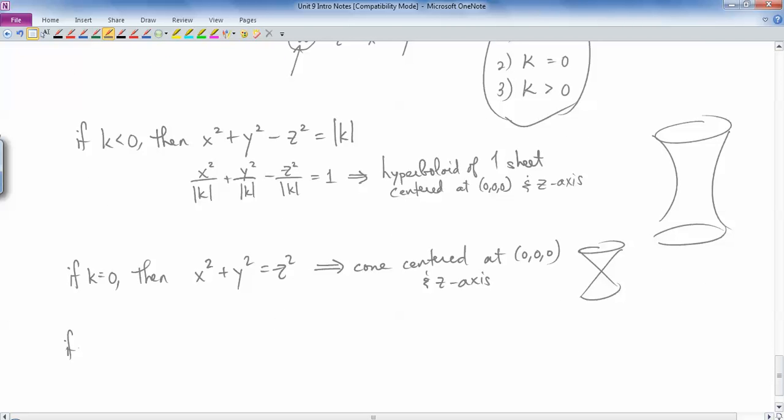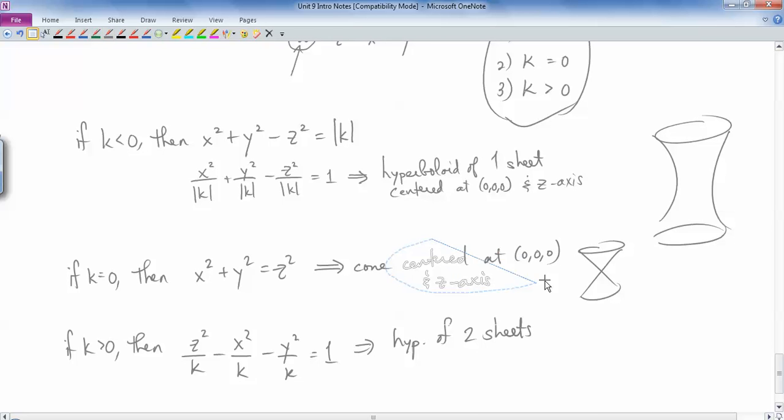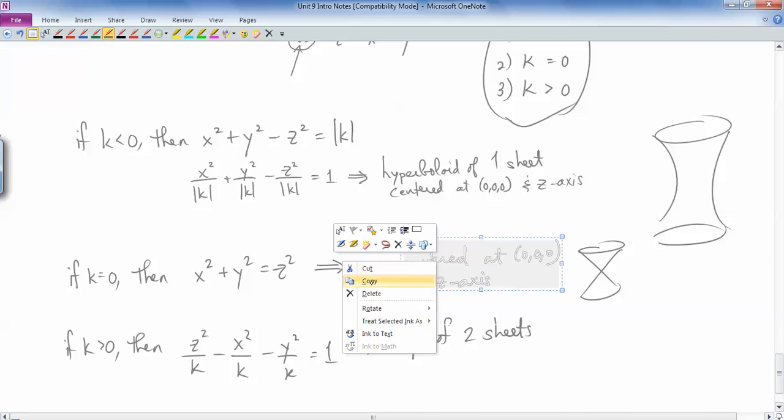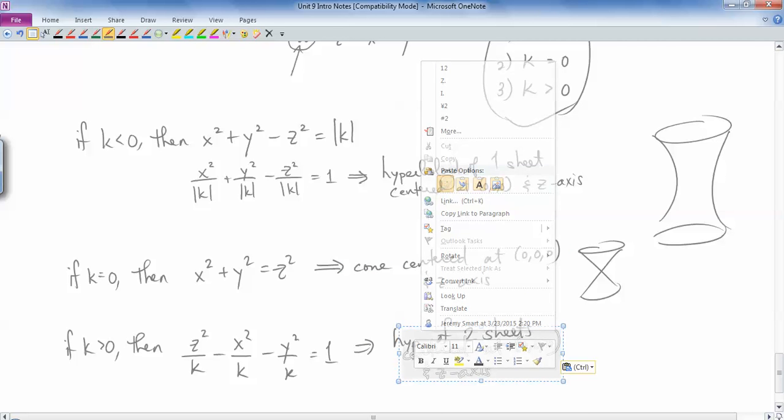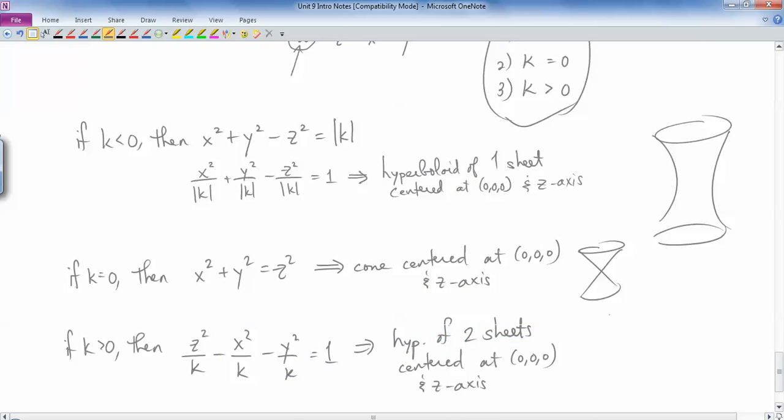And then if k is greater than 0, then we get, if I divide both sides by k, z squared over k minus x squared over k minus y squared over k equals 1. And that's going to be a hyperboloid of 2 sheets. And same thing, centered. Actually, I'm just going to copy and paste. There. I don't have to write it, although by then I could have written it anyway. So hyperboloid of 2 sheets is this shape right here.